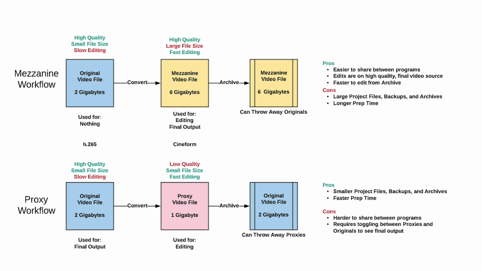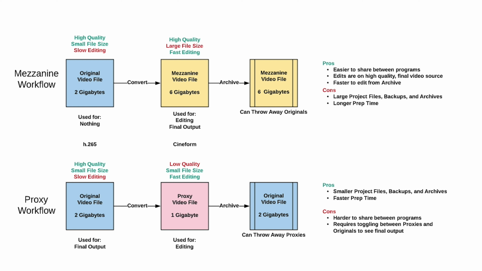So after comparing these pros and cons, I decided the proxy workflow worked best for me because while both give you faster video editing, which is what I'm looking for, what mattered to me most was smaller backups and smaller archives. Because I'm on a fixed storage budget, I need to be conscientious of file sizes. I also don't edit in more than just Adobe products at the moment, so I don't need to worry about transporting these video files between different programs.